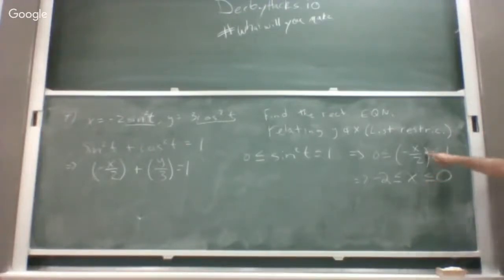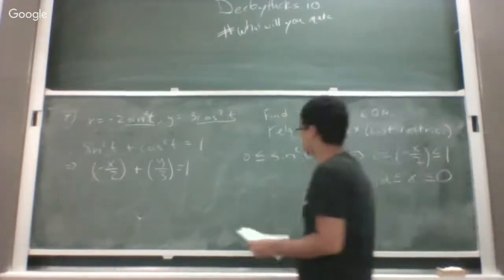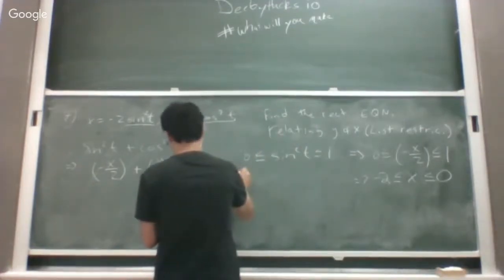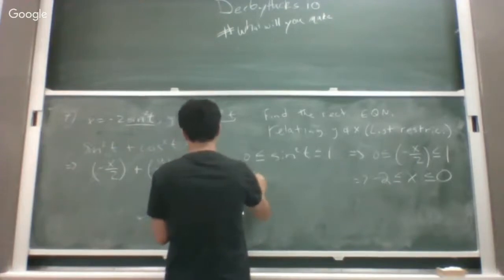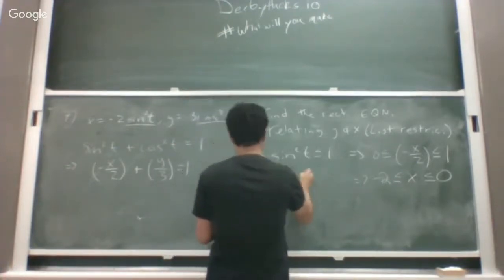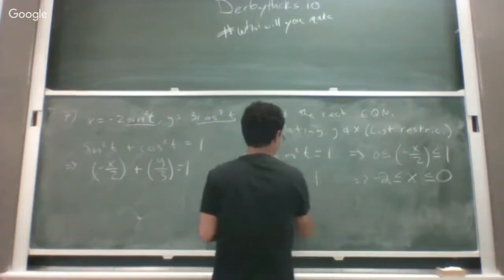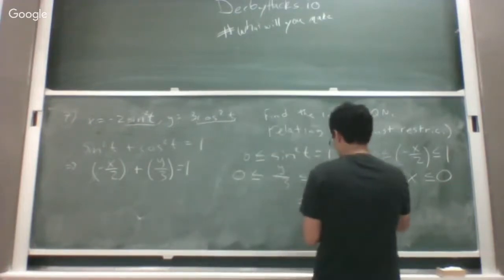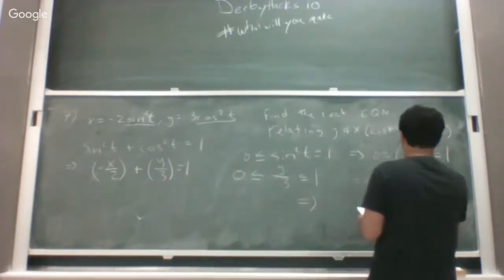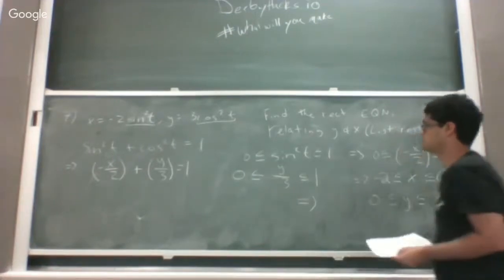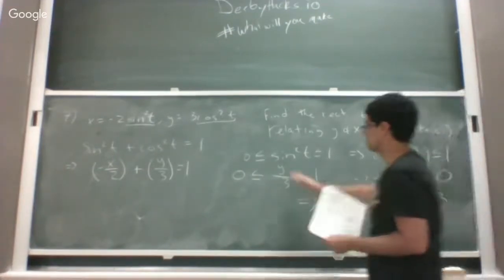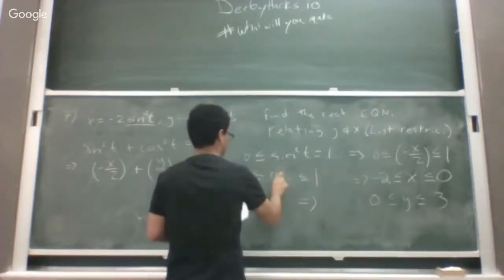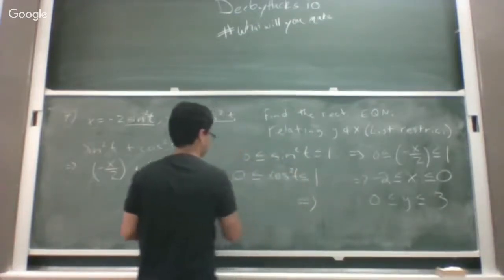If you solve for x, you multiply by 2 to both sides, and then you divide by a -1, which flips the signs. So that ends up being the restriction on x. The restriction on cosine squared t, leading to the restriction on y, is 0 less than or equal to y/3 less than or equal to 1. Therefore, I'm going to write it here. We got 0 less than or equal to y less than or equal to 3.